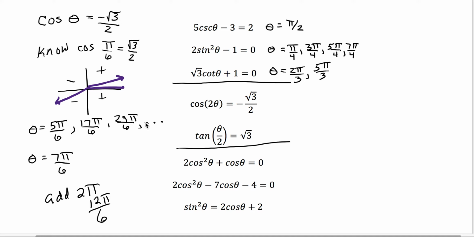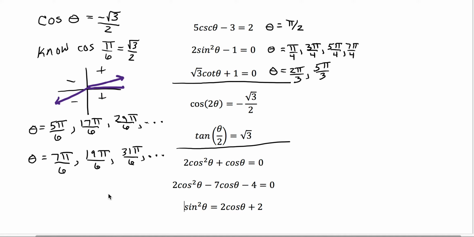All right, on the bottom set, we'll do the same thing. We're going to add 12 pi over 6. So 7 plus 12 is 19 pi over 6. Add 12 again, we're going to get 31 pi over 6. And again, you could keep going if you wanted.